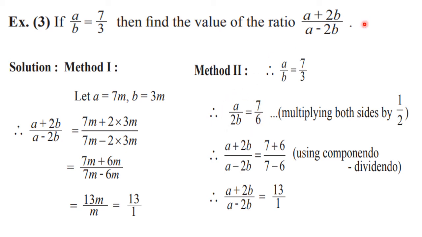Then we have decided the property, or the operation, that we are going to go for: componendo dividendo. But whatever we are doing, we have to do on both the sides. So here A plus 2B upon A minus 2B, componendo dividendo on LHS. Similarly, do it on RHS: 7 plus 6 upon 7 minus 6. So copy down LHS once again as it is, which is in the question.